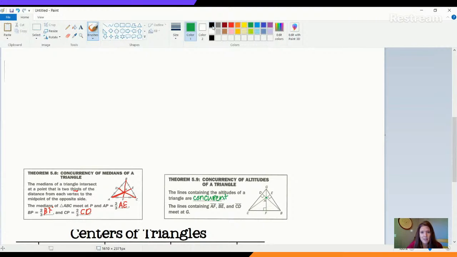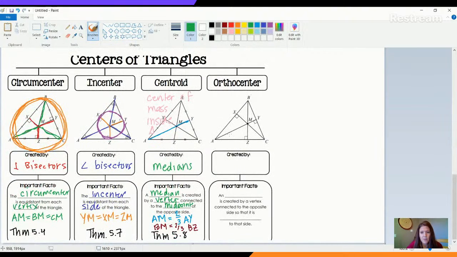All right, last thing we've got to do is fill in our charts for this. The orthocenter down here is created by the altitudes. And an altitude is created by a vertex connected to the opposite side so that it is perpendicular to the side. We know when those three go together that they meet at a point that's concurrent. They just meet at a point.